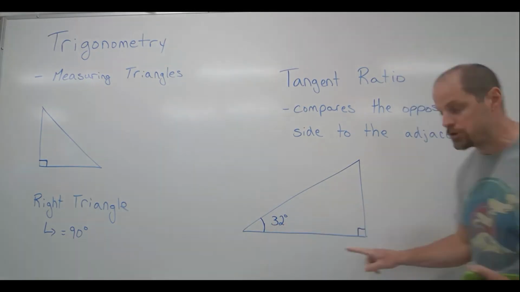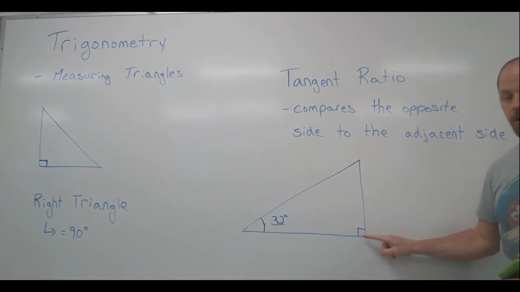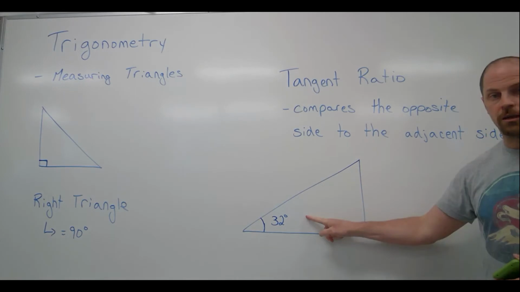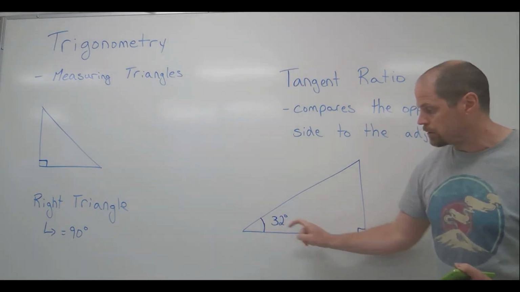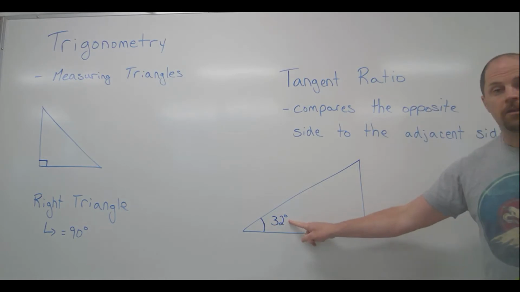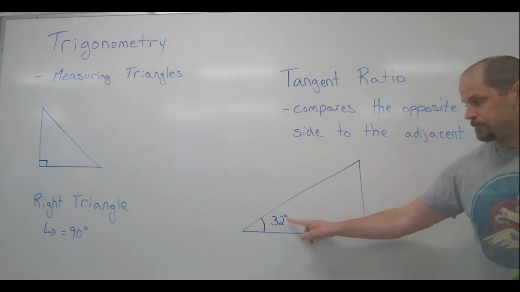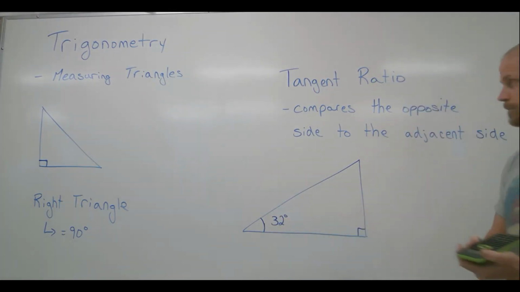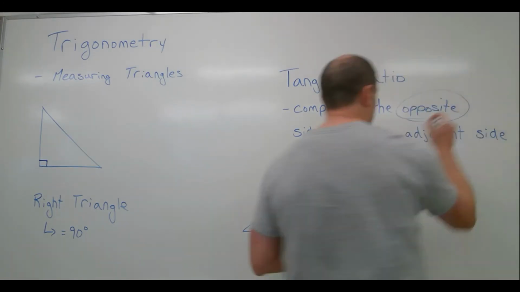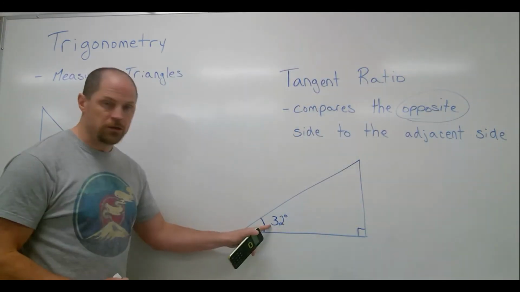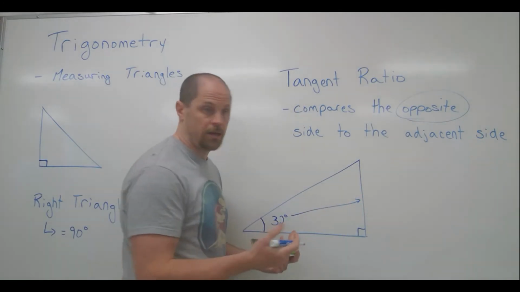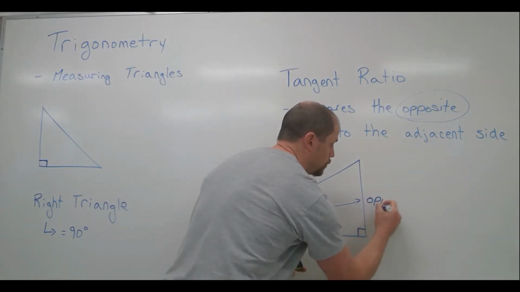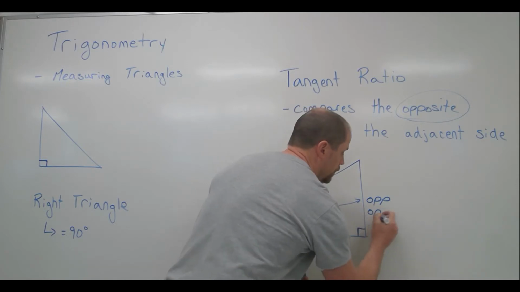Now, we can never choose the 90-degree angle. It has to be one of the smaller ones. And in this case, we know this is our chosen angle. We have a little circle or arc there and a 32-degree side. So we're going to use this angle to label it. Now we're going to start with the opposite side. The opposite is going from your chosen angle across to the opposite side. And I'll label this. You can say OPP or opposite.